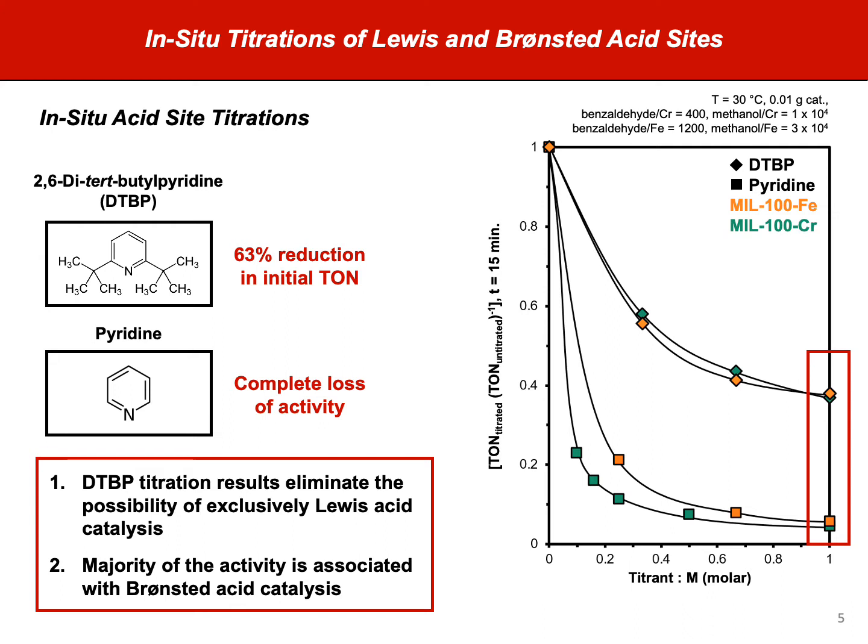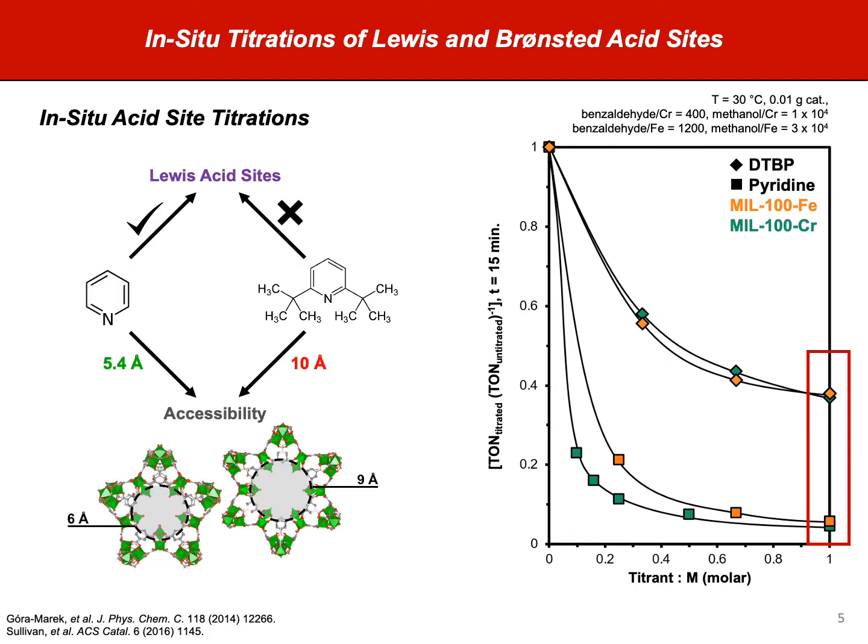So one conclusion that we can reach even with this preliminary data set is that Brønsted acid catalysis does contribute significantly and maybe even contributes to the majority of the acetalization catalysis under these reaction conditions. The question is, why do we see this difference between the DTBP and pyridine titration data? There are two possibilities here.